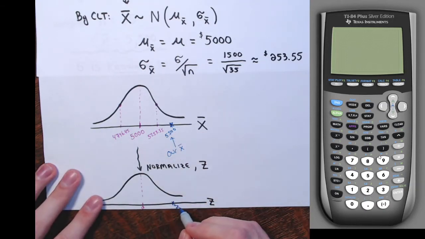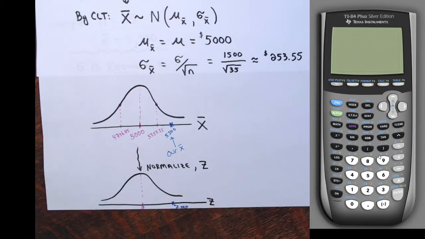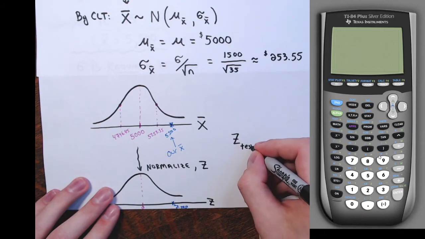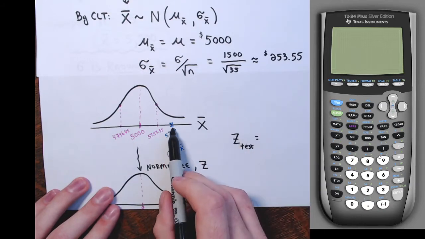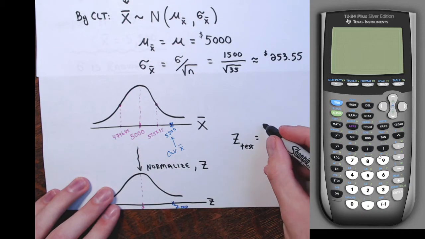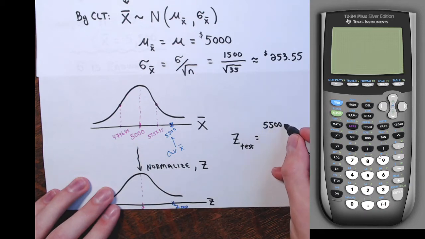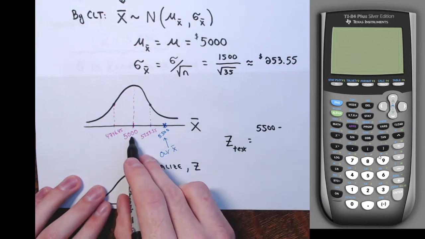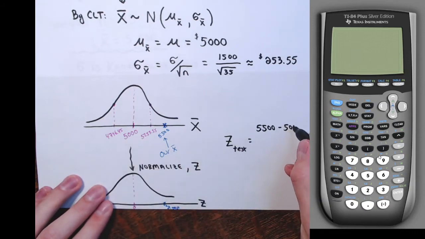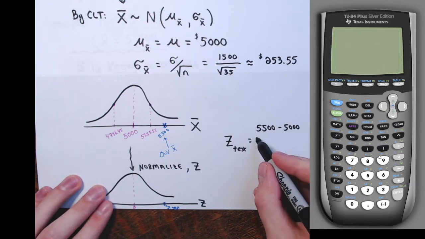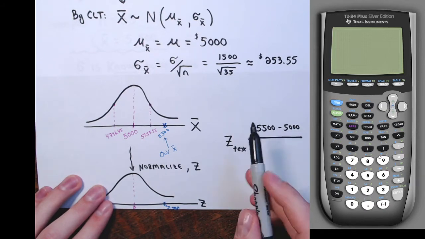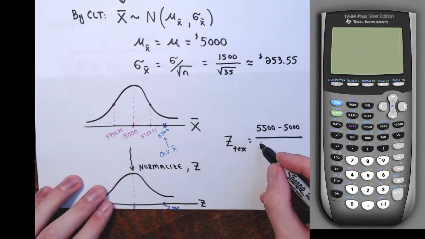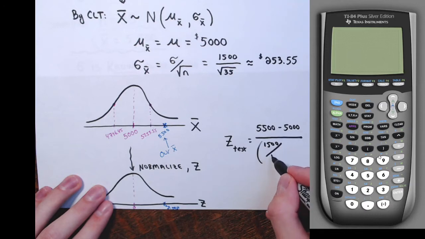So remember, I call that z-test, and I'll calculate it over here. Z-test is just the test statistic. What's the z-score of our sample mean? So I take my sample mean of 5,500, subtract the assumed population mean, that was 5,000, sorry. And then divide this by the standard deviation for the x-bars, the standard deviation for this distribution, which was 1500 divided by the square root of 35.